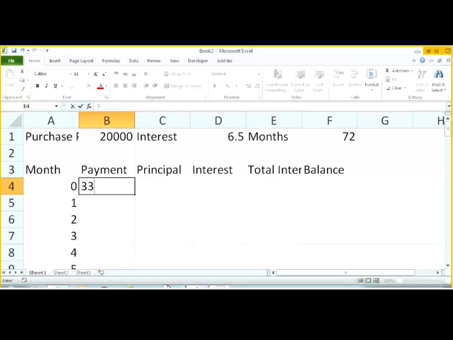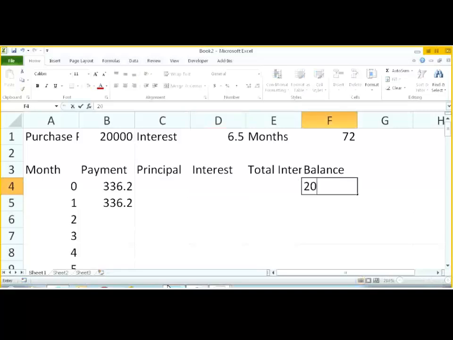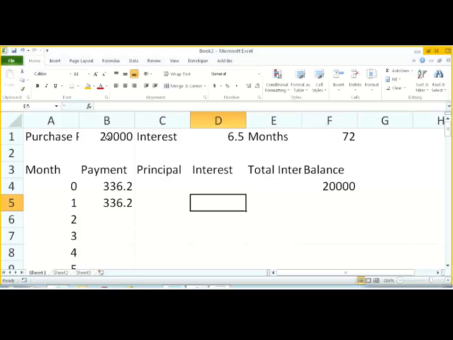Now, my payment was $336.20. So that's going to be the same for every month. So I'll do it for the first 2 months just like that. Okay. Now, the interest, well, first I'll put the balance in here. So the balance is $20,000. So I'll just copy this number into there. So you start with $20,000.